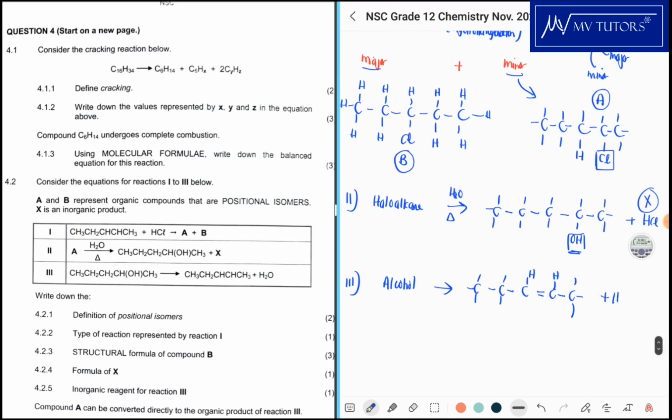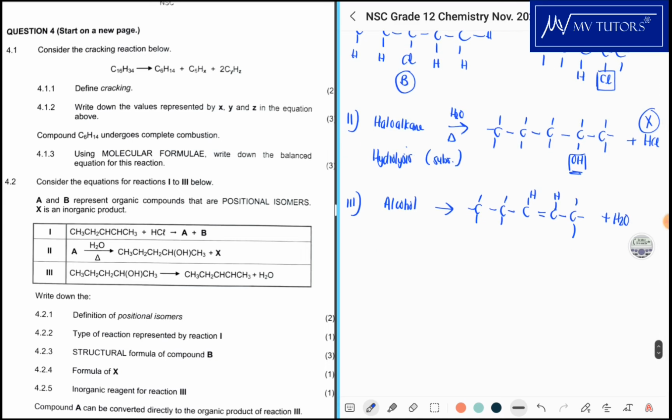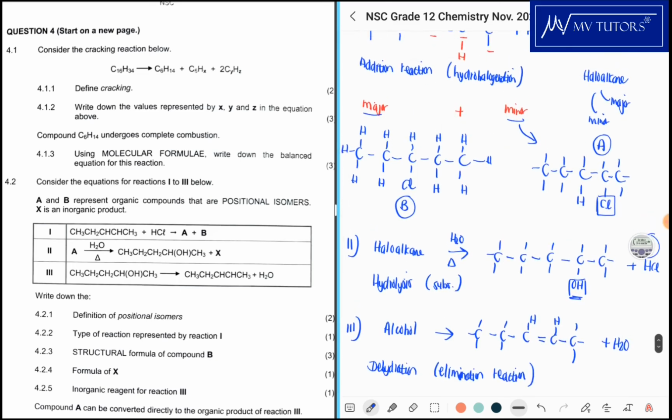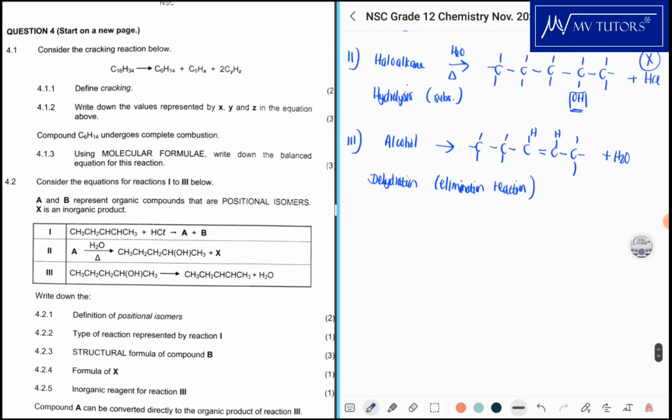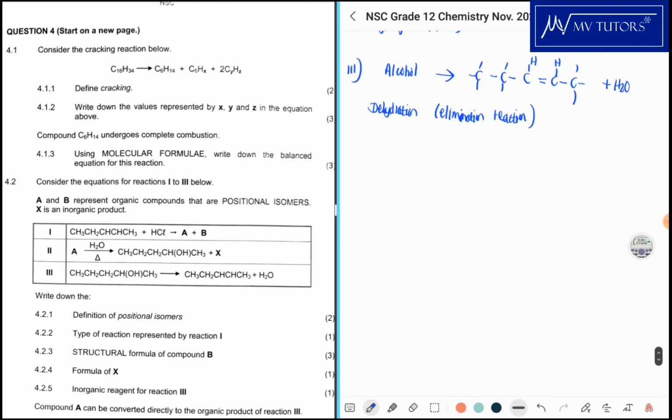So basically, on the second step, this is hydrolysis, a substitution reaction. If we take the alcohol and go back to an alkene, we took out the water, right? We dehydrated it. So this is dehydration, an elimination reaction. So we have broken down what's actually happening. Now we can move along with confidence and answer the questions.